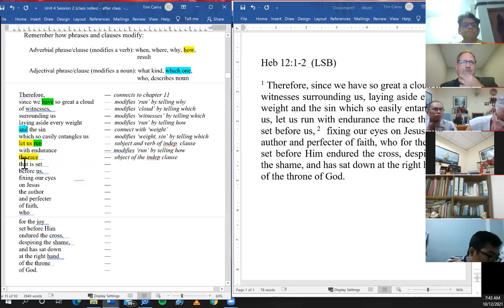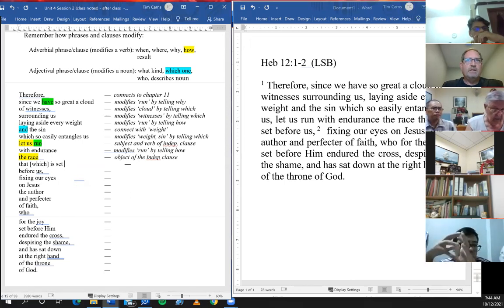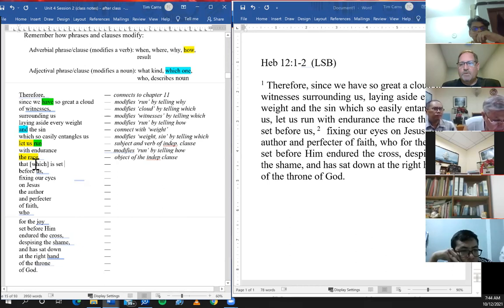And remember, this word that, we discussed this last week, but we may not remember. If we're trying to figure out, okay, is the word that, how is it acting here? Is it a conjunction or a relative pronoun? And what I said is if you can replace it with the word which, and see if it makes sense, then it's a relative pronoun.